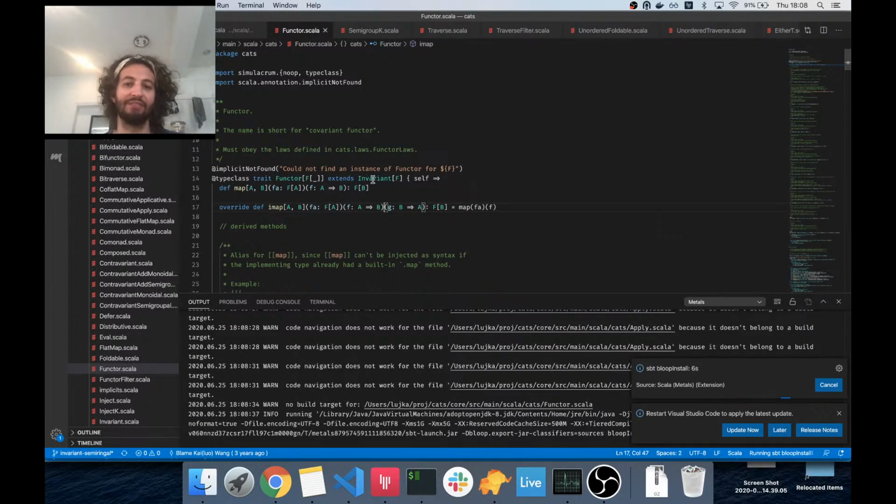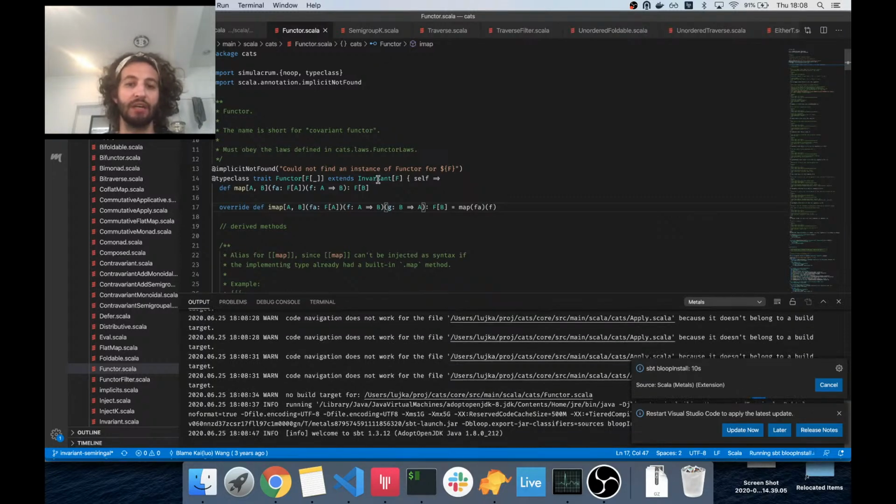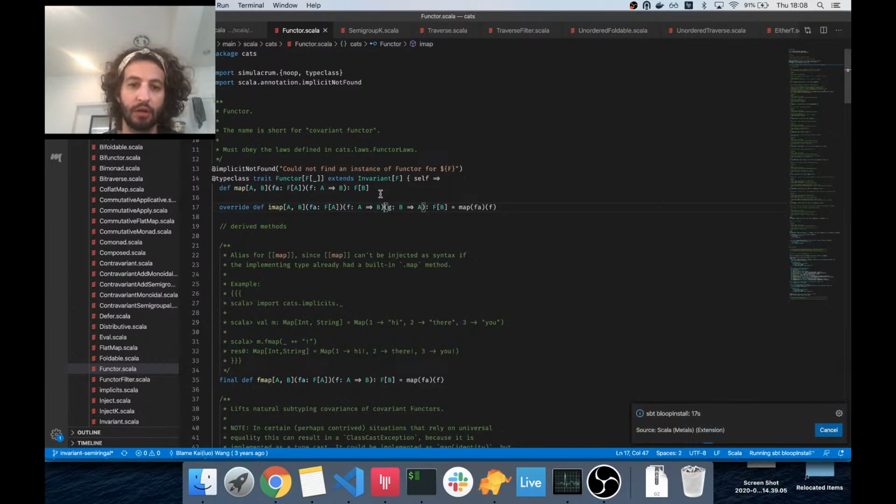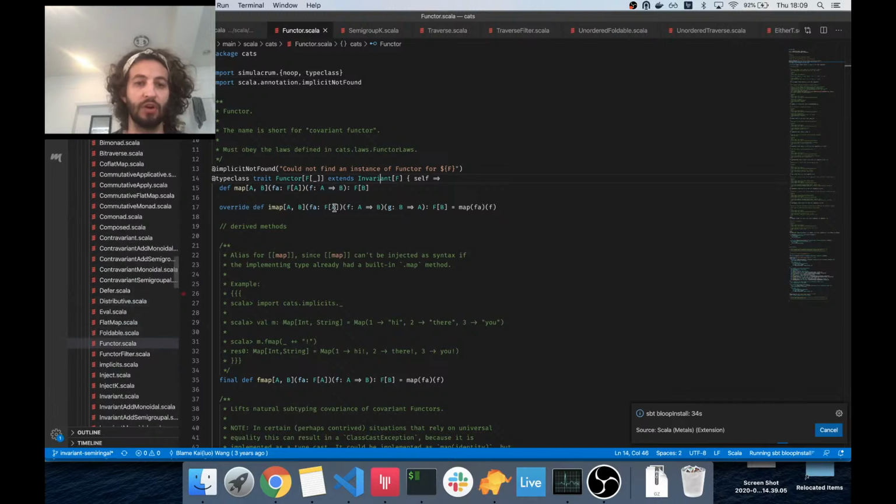Yeah, so functor actually extends invariant, and invariant is just a different kind of functor where you basically have a type constructor where its type member is itself invariant, right? So functor for something like list is a covariant type, therefore you can have a functor, but all functors are also invariant functors by nature of them being able to define IMAP, which is an invariant map, simply by ignoring this G parameter right here.